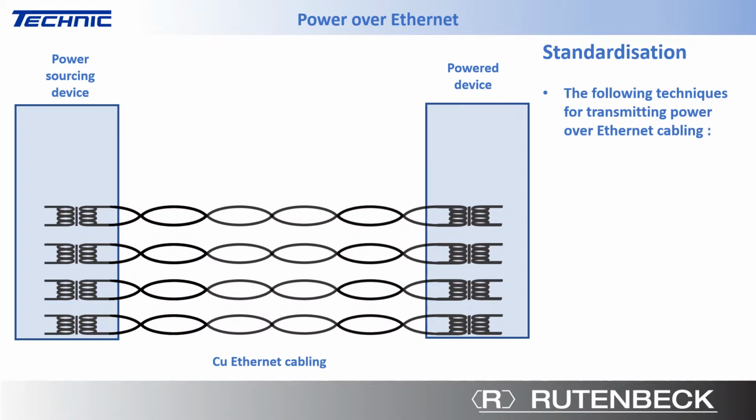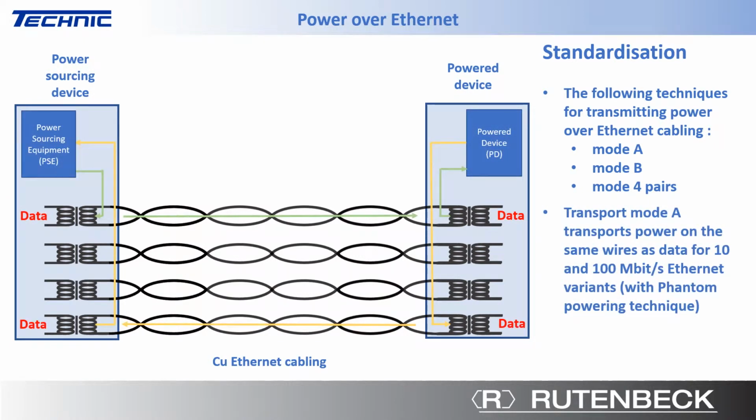The following techniques for transmitting power over copper Ethernet cabling can be distinguished: Mode A, Mode B, Mode 4 pairs. Mode A transports power on the same wires as data for 10 and 100 megabit per second Ethernet variants with the phantom powering technique. Some implementations also allow the use of gigabit Ethernet with this mode. If this is the case, it should be noted that with gigabit Ethernet, data is exchanged over the 4 pairs.